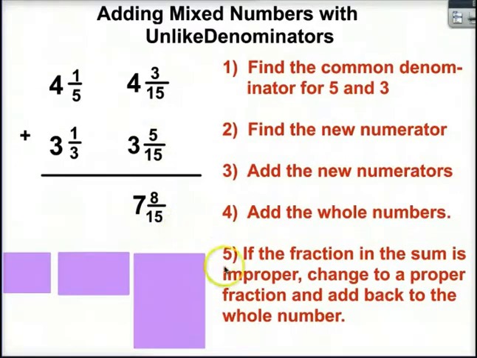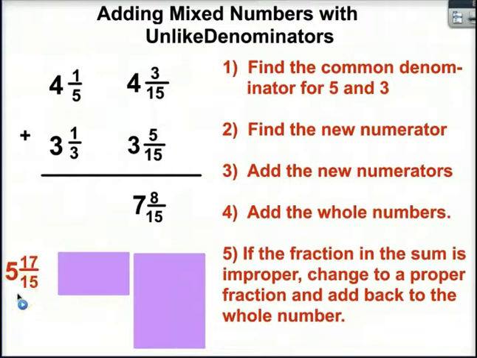There may be times when you add your new numerators and you end up with an improper fraction. If that's the case, you have to change your improper fraction back to a mixed number and then add that mixed number back to the whole numbers that you added in your example. So let's take a look and see what I mean.